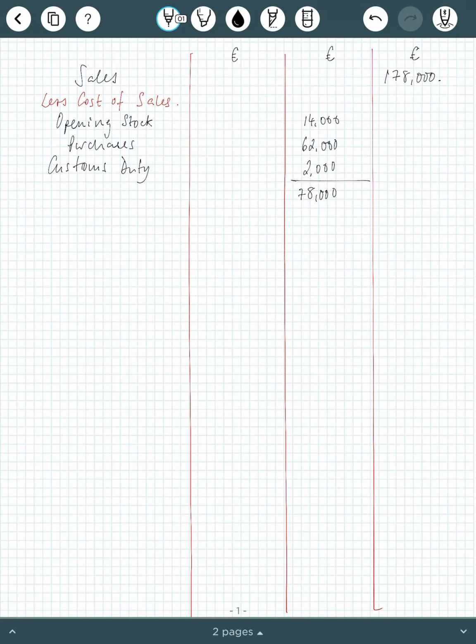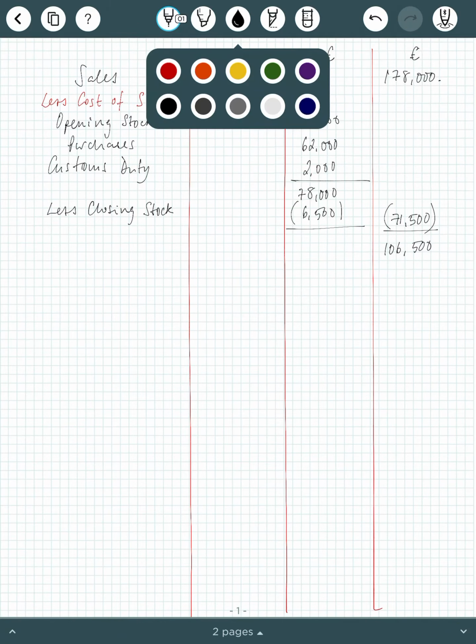Now the next thing you need to do is less your closing stock from that figure. The reason being you've stock left over, which means it hasn't been sold, therefore it cannot be considered a cost of sale. If you see at the very bottom of the trial balance, outside of the trial balance, you've got stock at the end of the year, which is worth 6,500. So you take that figure away from 78,000 and you get 71,500. That's 71,500, the cost of the goods actually sold. So 71,500 taken away from your sales figure, you get 106,500. And that figure there, gents, is known as your gross profit.